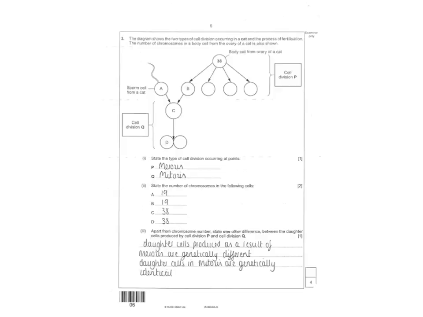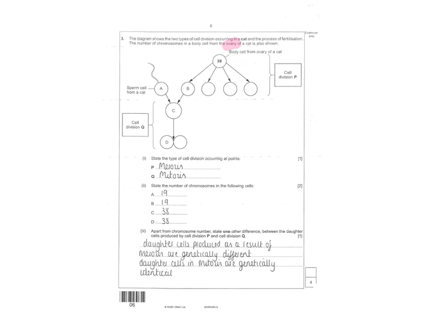The diagram shows the two types of cell division occurring in a cat in the process of fertilization. The number of chromosomes of a body cell from the ovary of a cat is also shown. I'm going to highlight ovary because we're now looking at the sexual organs, so we're looking at certain cell divisions. State the type of cell division occurring at the points P and Q.